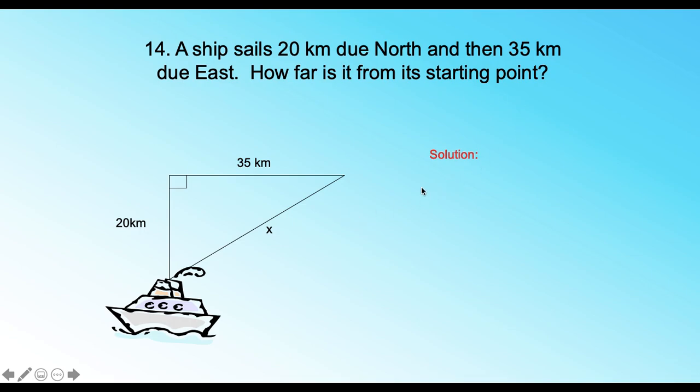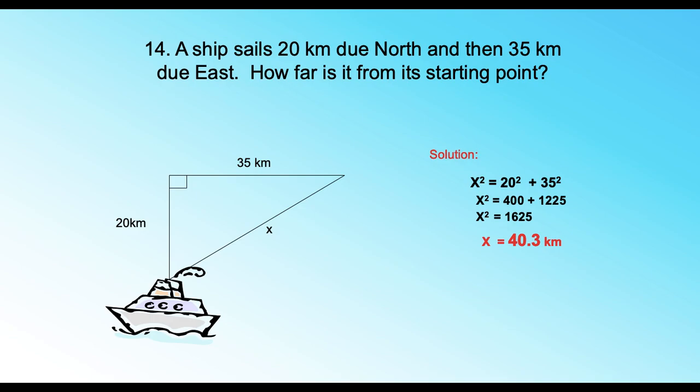Now we'll see the solution. Here I told you x, the distance from its starting point, is the hypotenuse. So hypotenuse squared is equal to the sum of the squares of the other two sides. So other two sides are 35 squared plus 20 squared. You will add it: 20 squared is 400 plus 35 squared is 1225. Add it to get 1625.